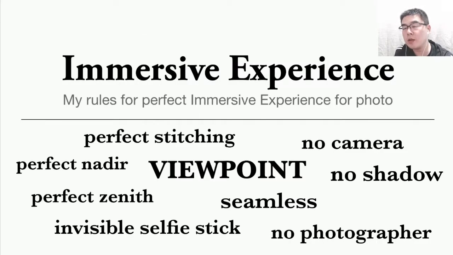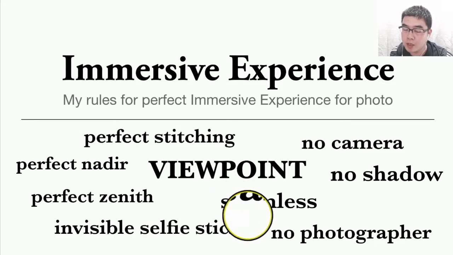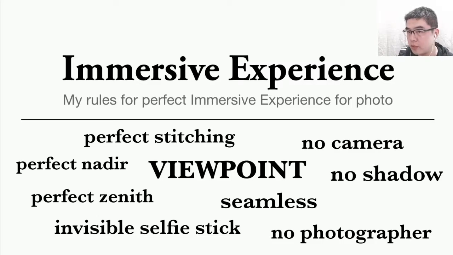So in my opinion, my rules for the perfect immersive experience is you've got to have the perfect stitching, the perfect nadir, the perfect zenith, and you also have to get the invisible selfie stick. And at the same time, you've got to have seamless stitching. No camera, no photographer, no shadow. So everything is gone. That will deliver your audience the perfect immersive experience. So that is my rules for the perfect immersive experience for photo, right?